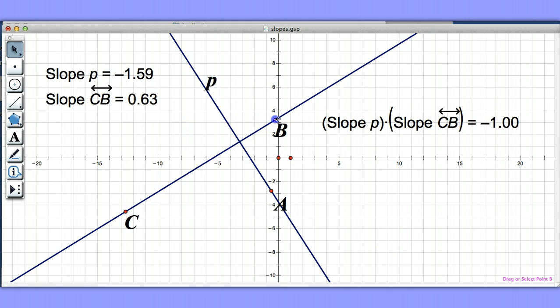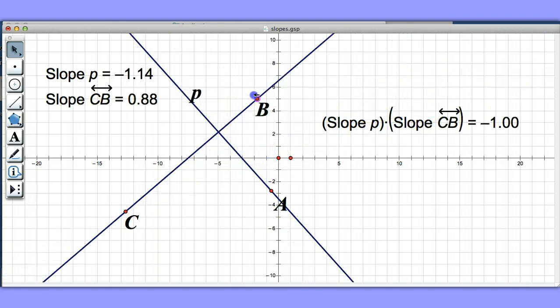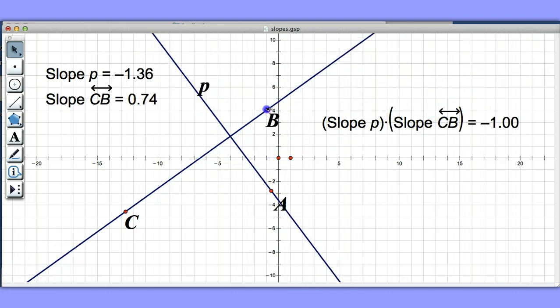I wonder if that's always true. Let's drag on the points and see. It looks like the product of the slopes will always be -1. Well, what would have to be true in order for the product to always be -1? Well, obviously they'd have to be opposite signs. One slope would have to be positive and the other would have to be negative. But what would have to be true in order for the product to be 1?